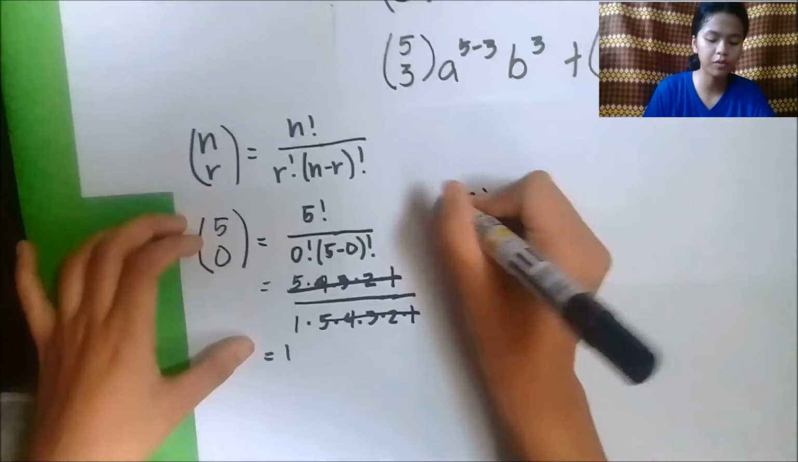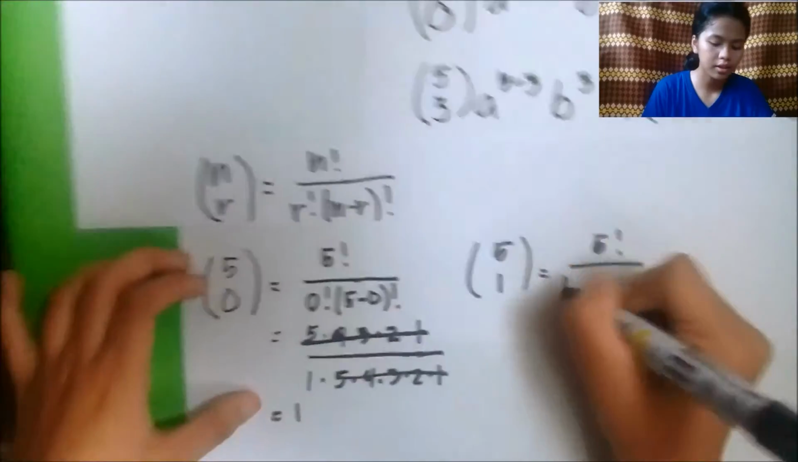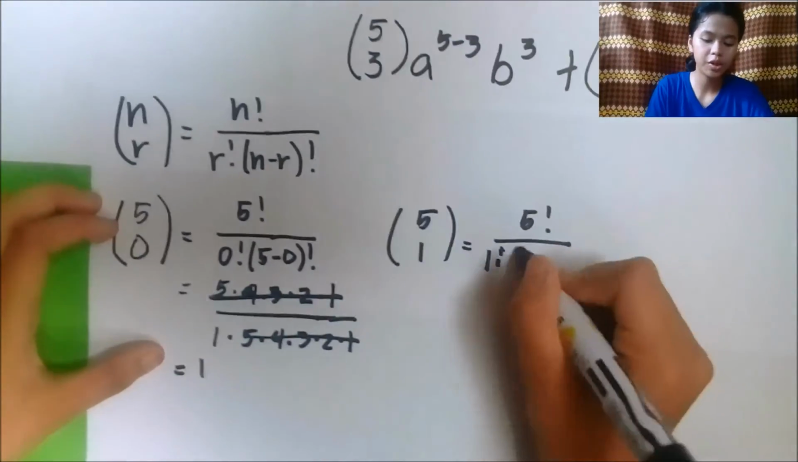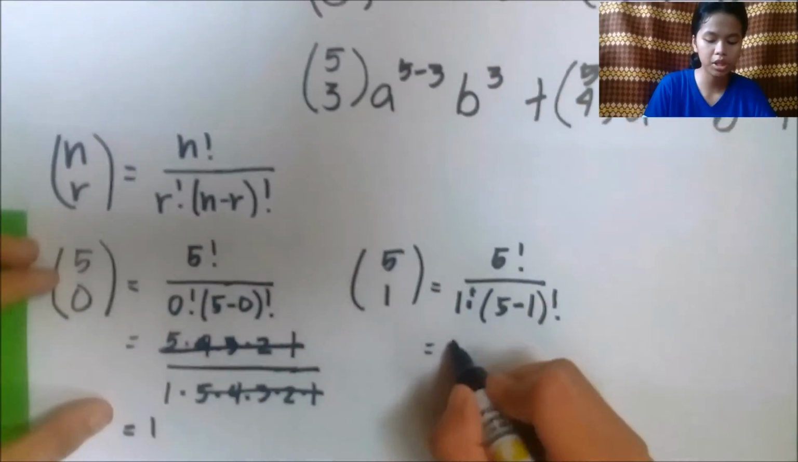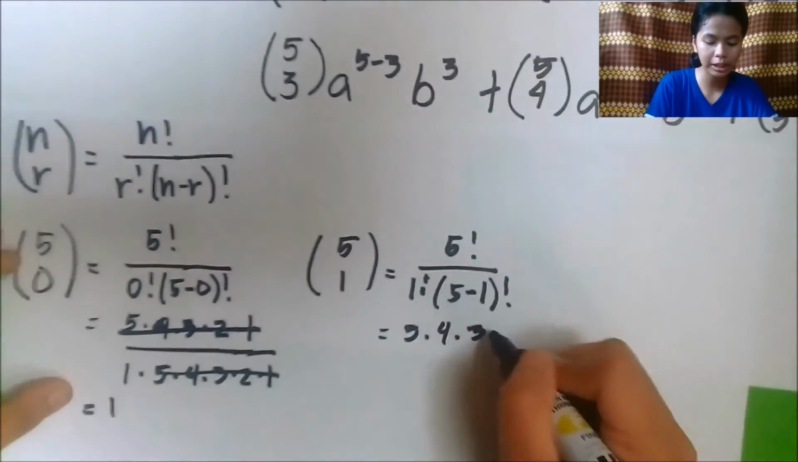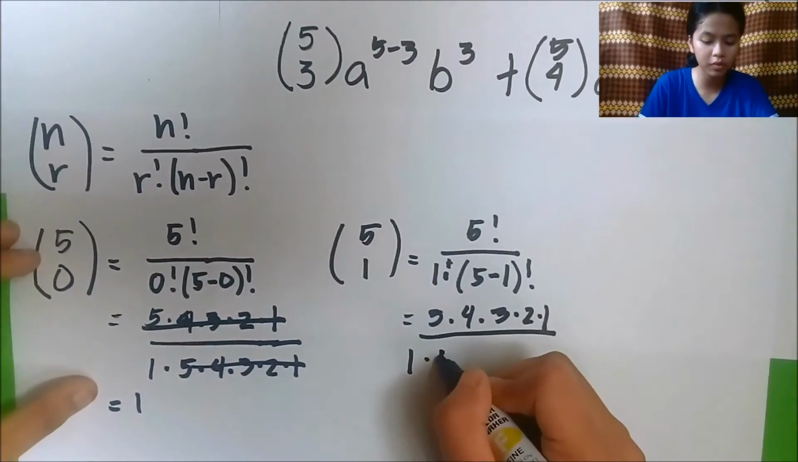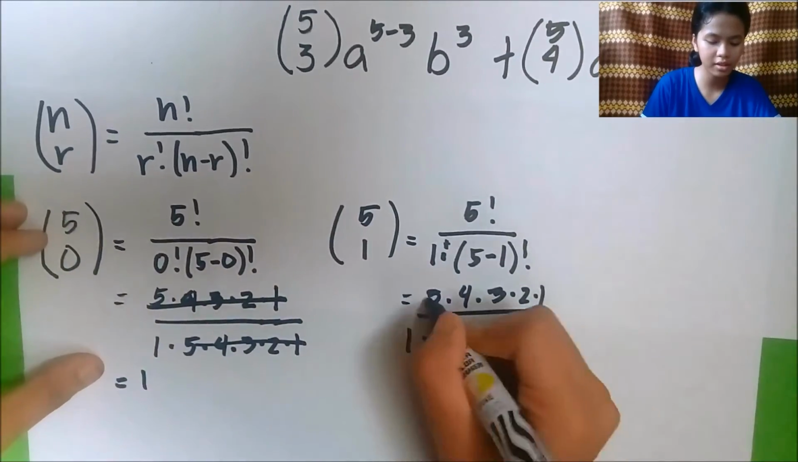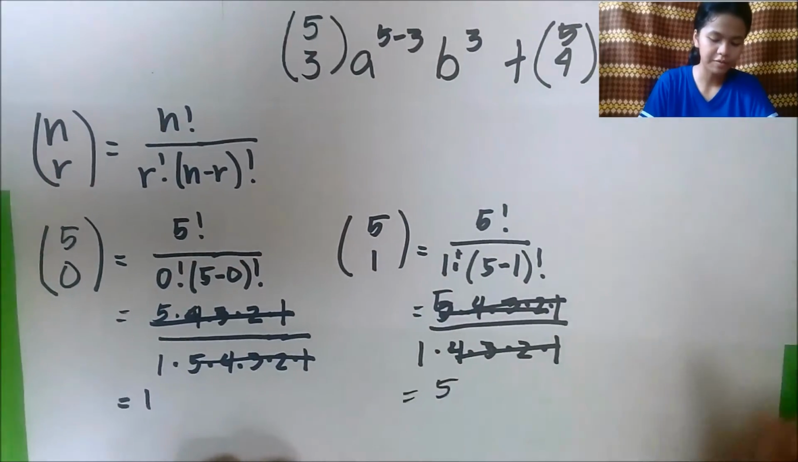So, we're going to solve 5 taken 1, which is equal to 5 factorial all over 1 factorial times the quantity of 5 minus 1 factorial. This is going to be equal to 5 times 4 times 3 times 2 times 1 all over 1 times 4 times 3 times 2 times 1. Now, we are going to simplify it again. This is going to be equal to 5.